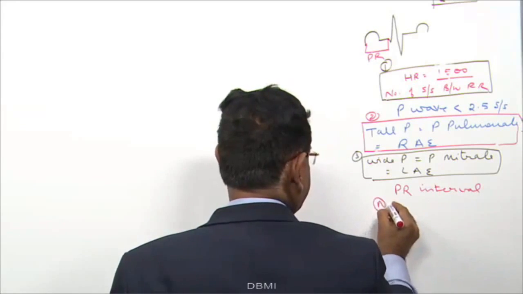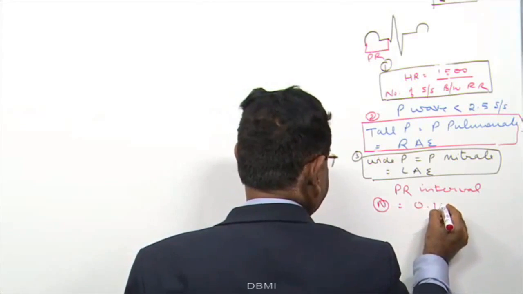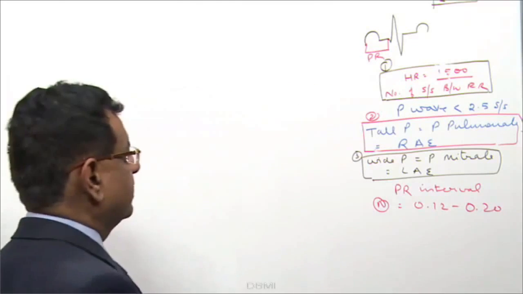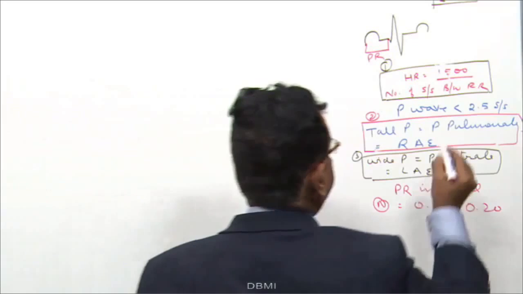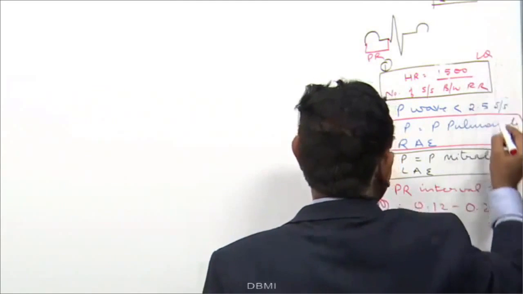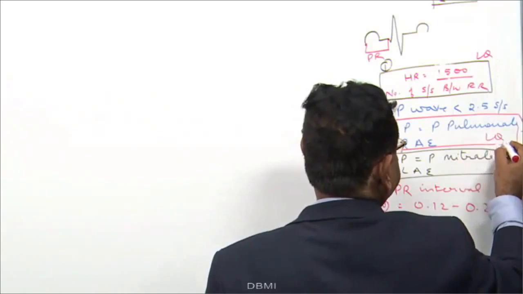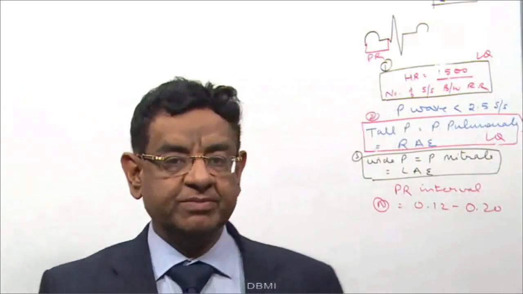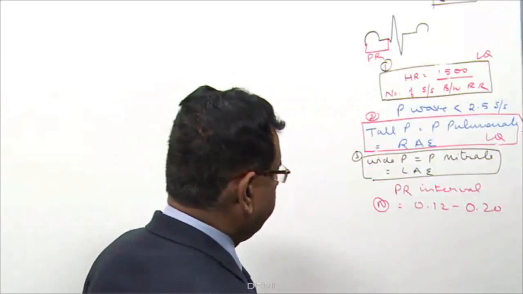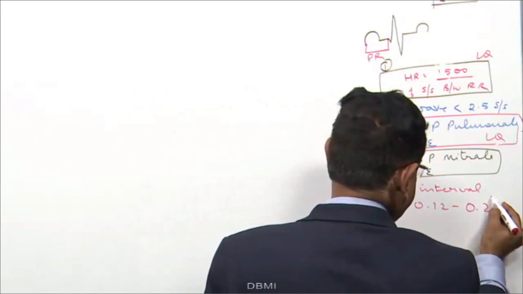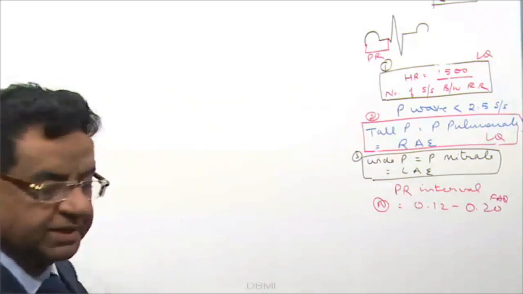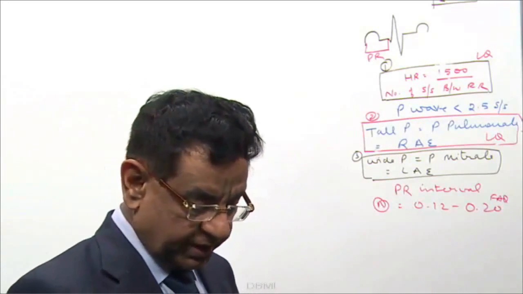Normal PR interval is 0.12 to 0.20 second. And one thing I forgot: this was again the latest question in the AIIMS exam. Latest question means which have come in the recent exams. PR interval is a very frequently asked question. The normal PR interval is 0.12 to 0.20 second.